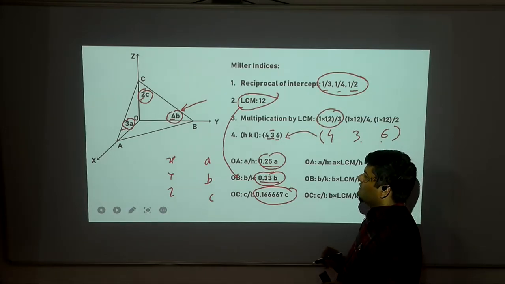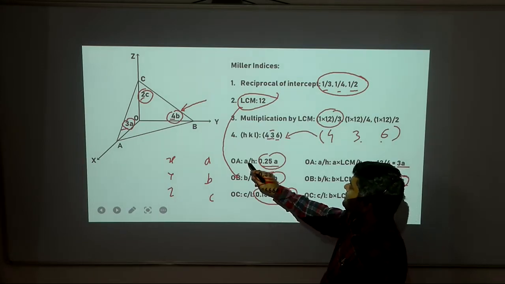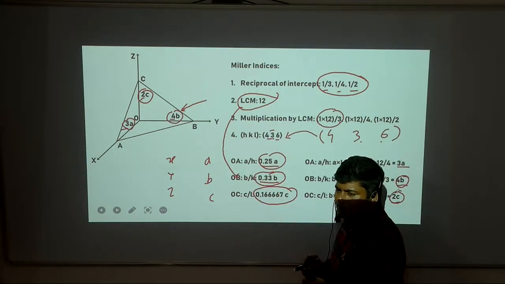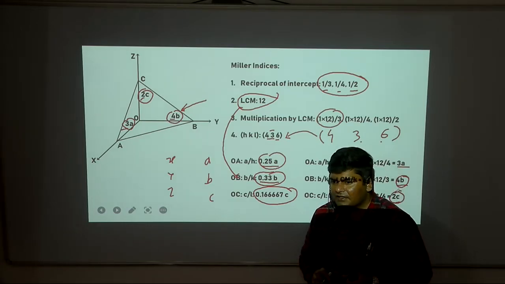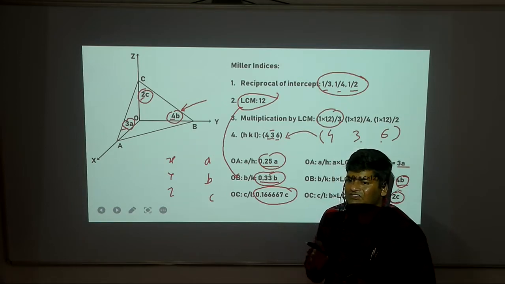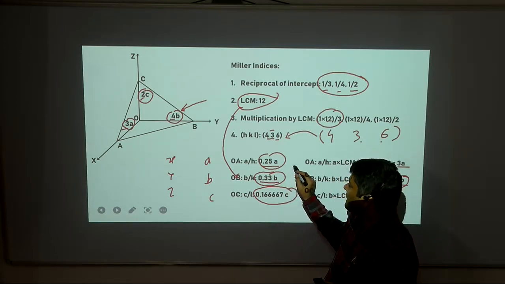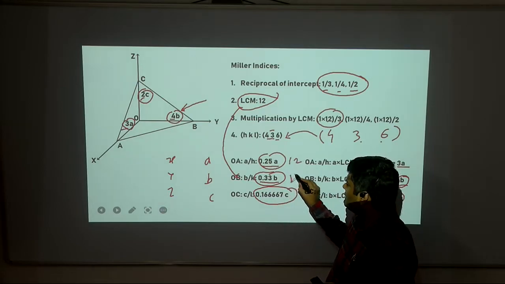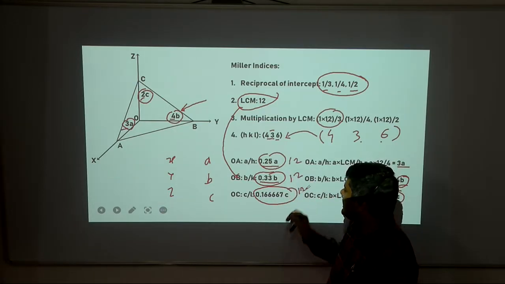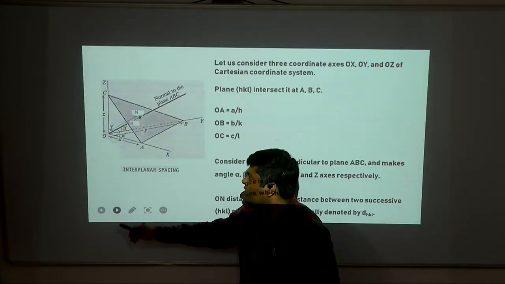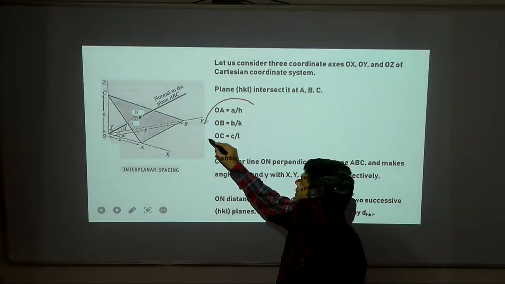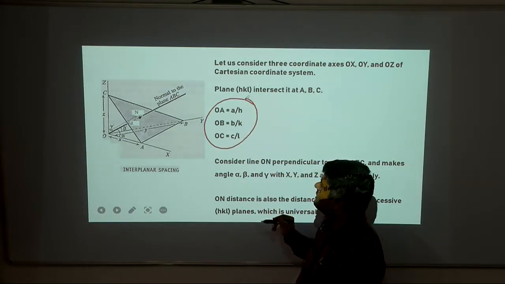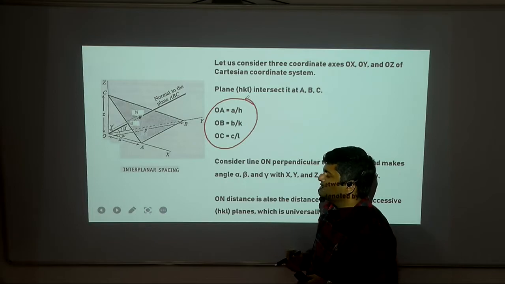So in this way we can prove that OA is nothing but a upon h, OB is nothing but b upon k, and OC is nothing but c upon l. But you people have to remember that the missing term in this relation is a least common multiplier, and that least common multiplier is the same for all these numbers. It is the same 12 everywhere. So as it is the same, it is ignored. So in this way we understand that OA is a upon h, OB is b upon k, OC is c upon l.